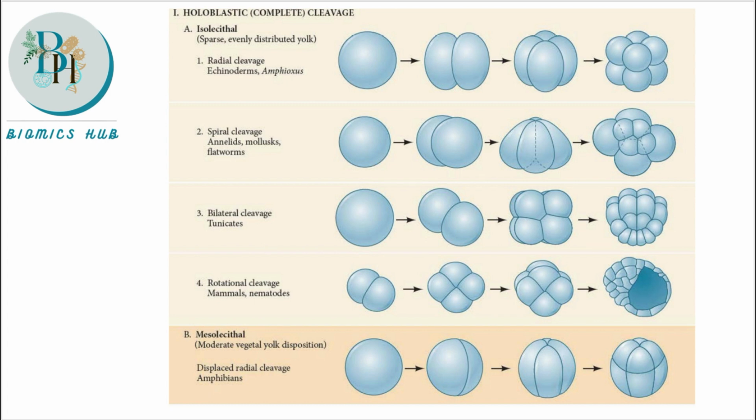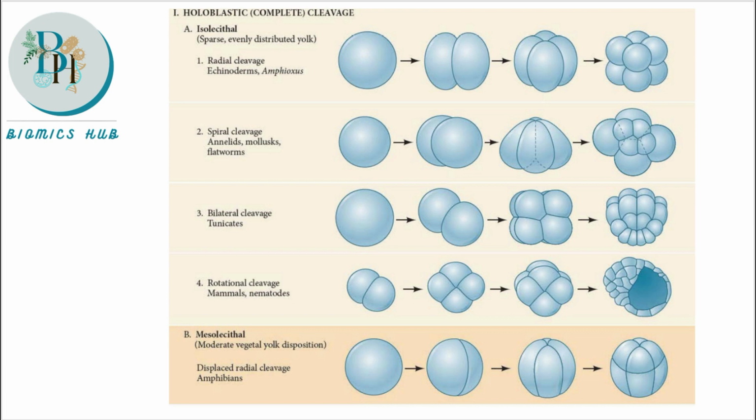Next comes the distribution of yolk. Under the holoblastic cleavage, or the complete cleavage, comes the isolecithal egg. In this isolecithal egg, the yolk, the yellow colored part of the egg, is evenly distributed throughout the egg. Under it come radial cleavage, spiral cleavage, bilateral cleavage, and rotational cleavage.